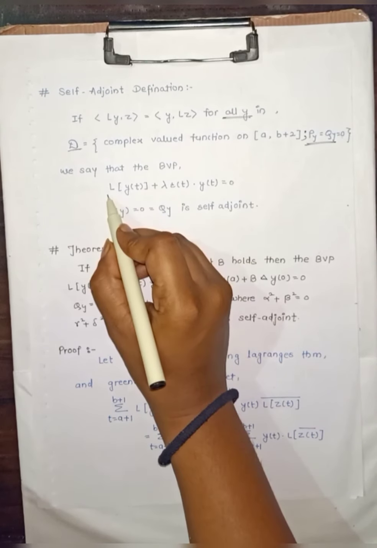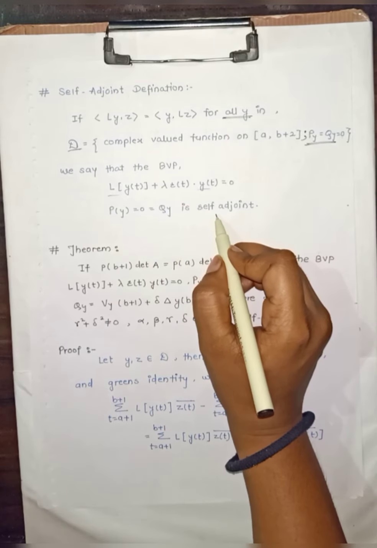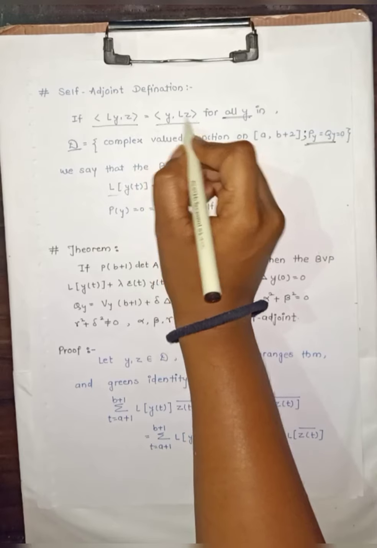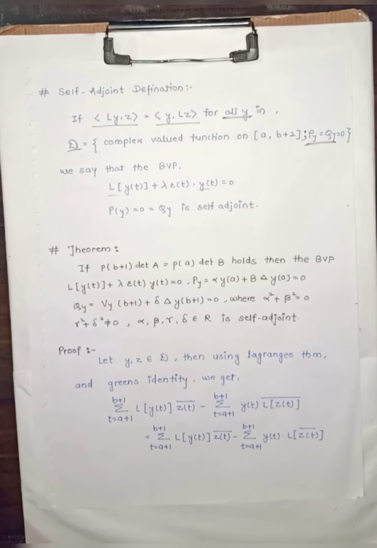So this BVP will be self-adjoint if we have given L y z and y L z are equal inner products. So let's start with the theorem.